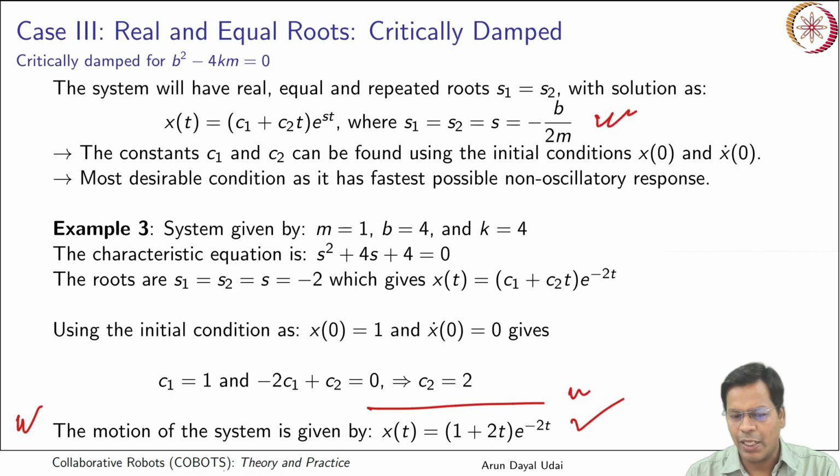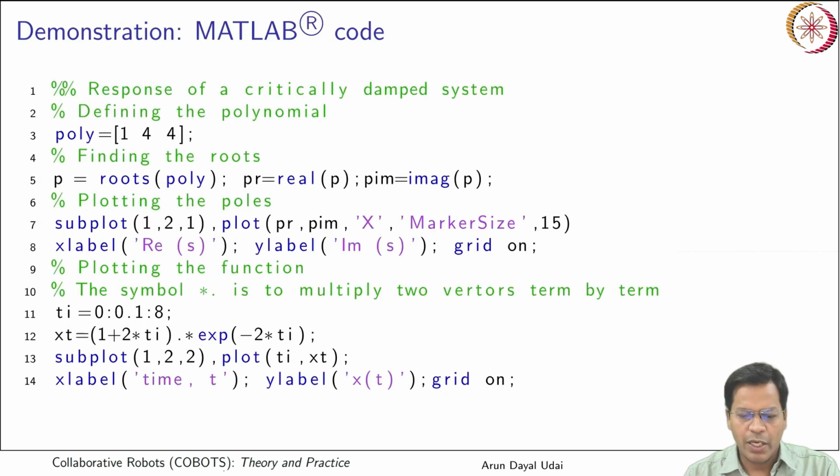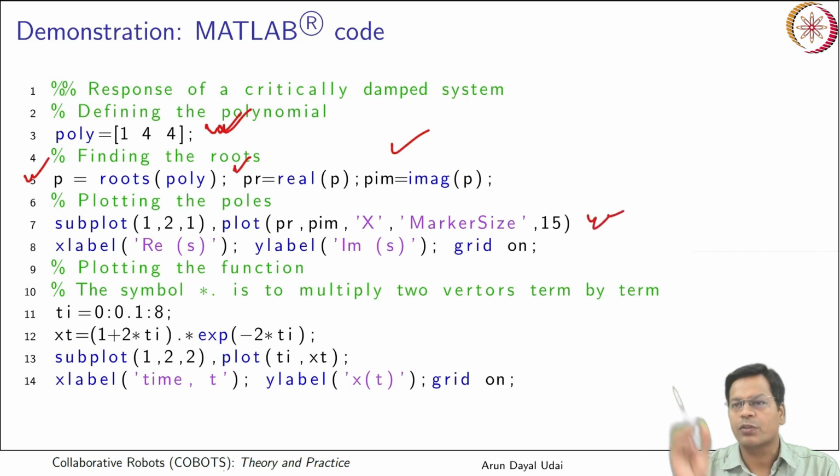Roots are nothing but real and equal roots. So again I am using a similar MATLAB code. This is your system polynomial, roots are stored in p, and you have taken the real and imaginary parts. You already know you should not get any imaginary value here. And plot your markers, so that is nothing but your roots that can be plotted in the complex plane.